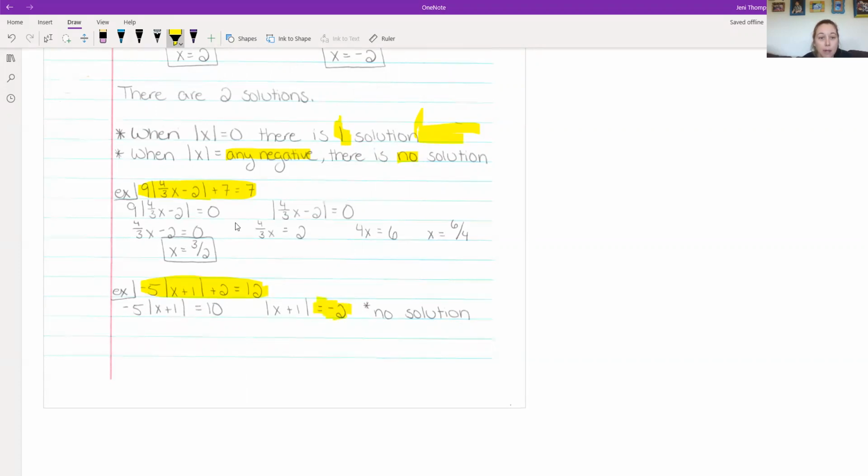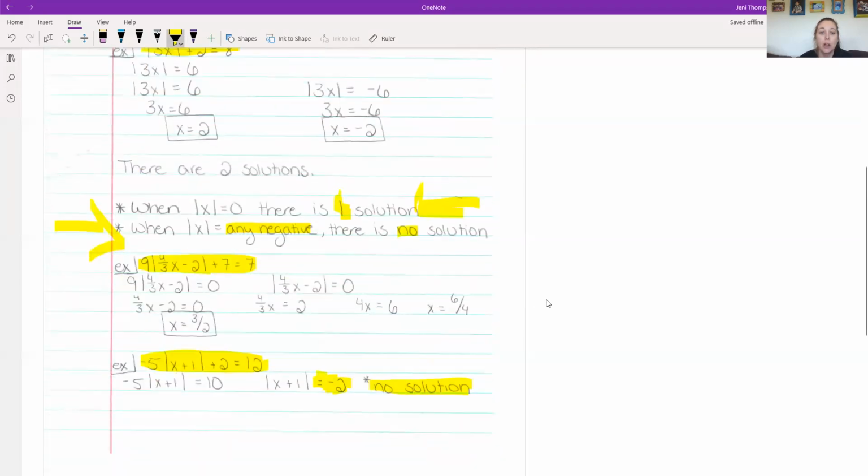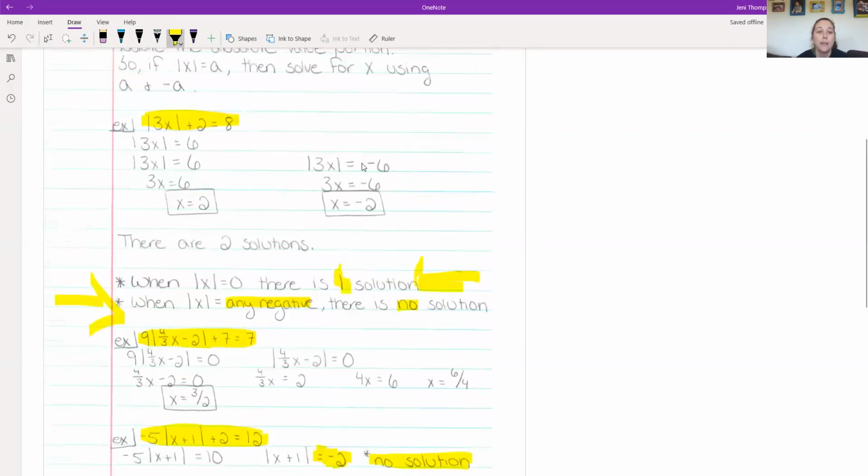Here is what I mean when I say when our absolute value is equal to any negative, that means there's no solution. So that's it. When it's equal to a negative, there's no solution. These aren't super difficult. Just always remember, isolate the absolute value first, and then usually you'll be solving for the positive version and the negative version. Solve for x, there are two solutions, with two exceptions. When the absolute value of x is 0, there's one solution, and when the absolute value of x equals any negative, then there's no solution.